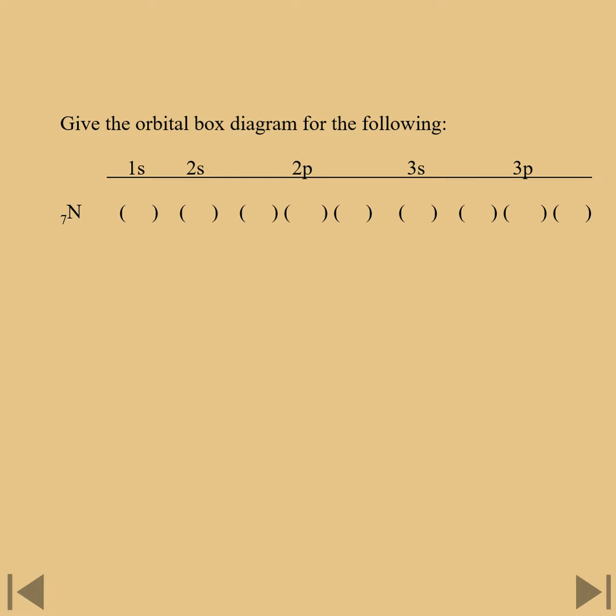Okay, let's give some orbital box diagrams, and we're going to begin with nitrogen, which has 7 electrons. It's going to fill up the 1s, so 1 arrow up, 1 down. It's also going to fill up the 2s, so 1 up and 1 down. There's 4 electrons, and it has 3 more, so I'm going to put 1 individually into each of the 2p orbitals.